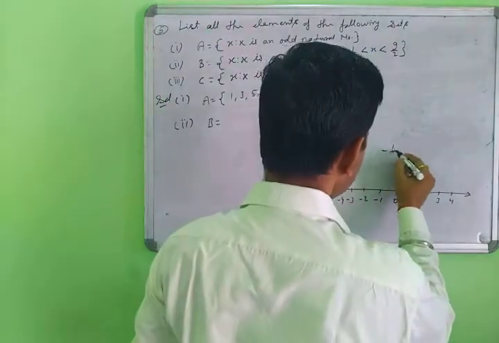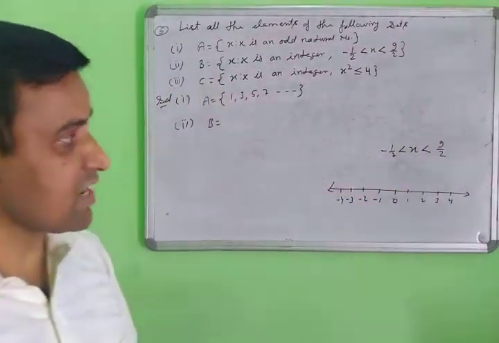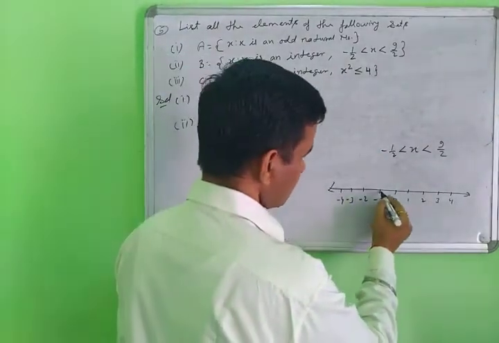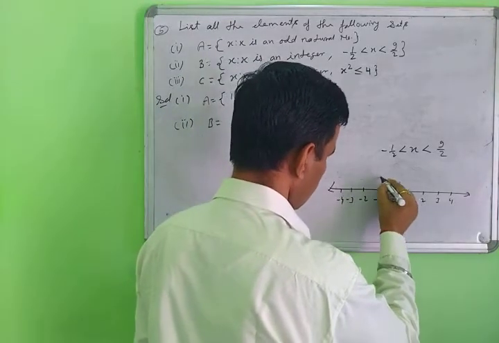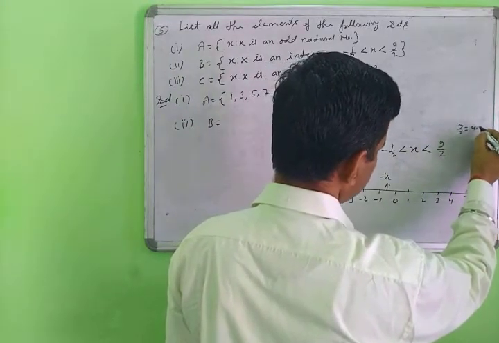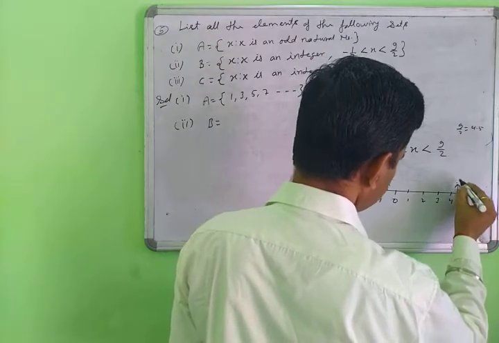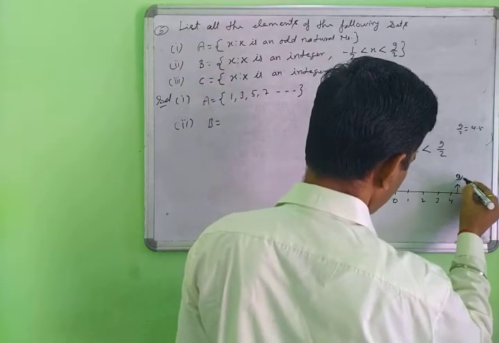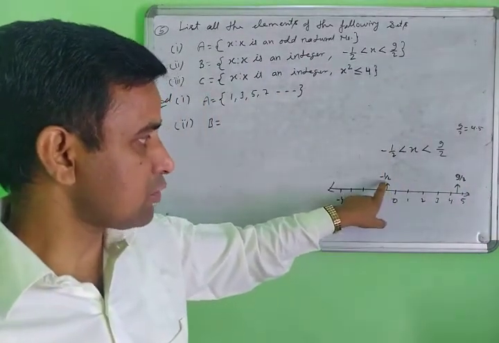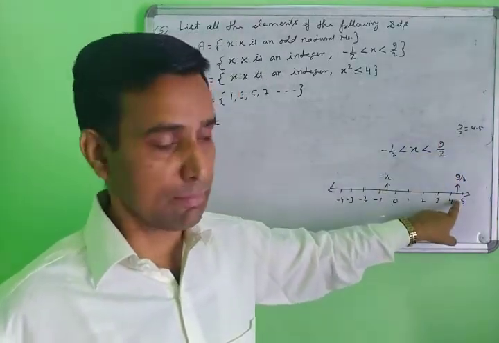What is the limit of x? -1/2 less than x less than 9/2. Here write the fraction form. -1/2 means this is the position, just half of this is the -1/2. And 9/2, what is the meaning of 9/2? It means 4.5. This is the 4.5. This is the position of the 9/2 on the integers number line.